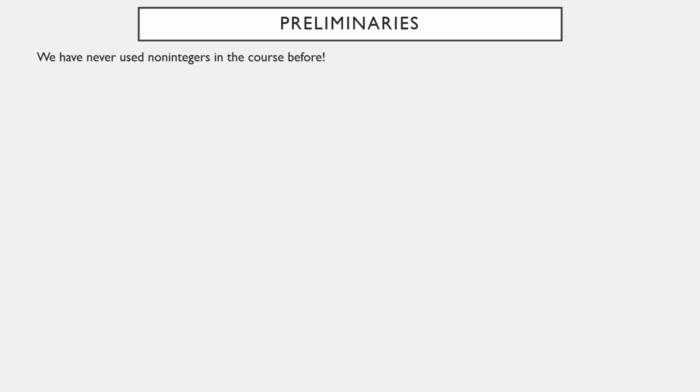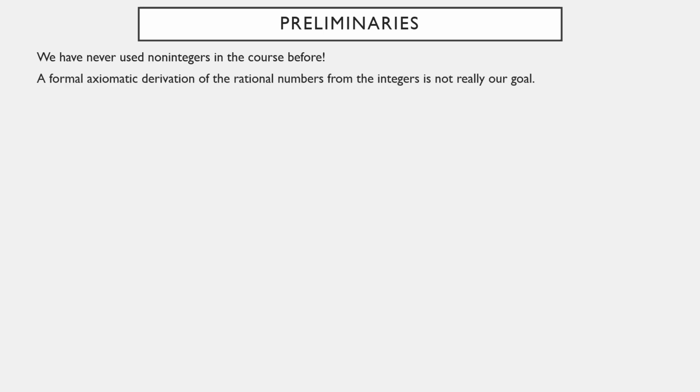We've never actually used a number in this course so far that wasn't an integer, and we're going to start doing so now. A formal way to derive what the rational numbers are from the integers is not really what we're after. Instead, we're just going to rely on the fact that anyone who's taking this course or watching these videos knows what rational numbers are.